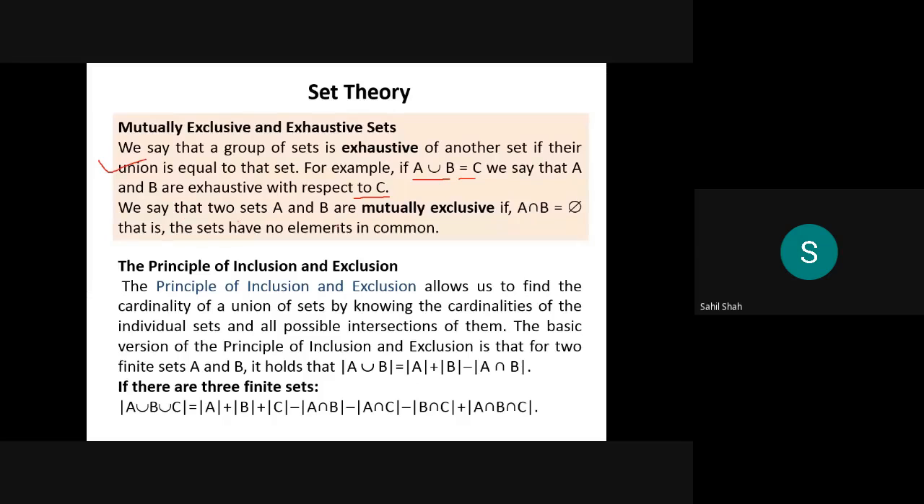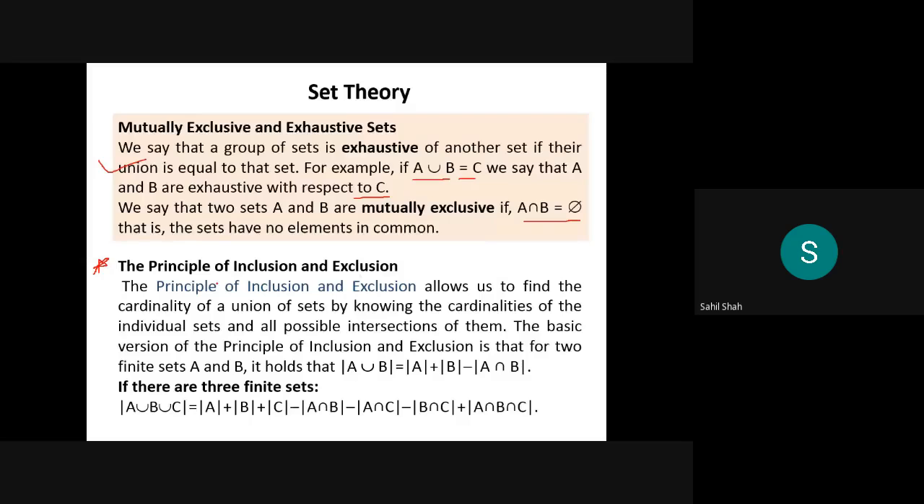I discussed mutually exclusive while discussing a few examples in the last lecture. We say that any two sets A and B are mutually exclusive if their intersection is phi. If there is no sharing of elements between the two sets, we say A intersection B is phi, and those will be treated as mutually exclusive. This is very important. We are going to use this principle for solving many examples in today's lecture as well as the coming lectures for set theory. Next, the principle of inclusion exclusion.